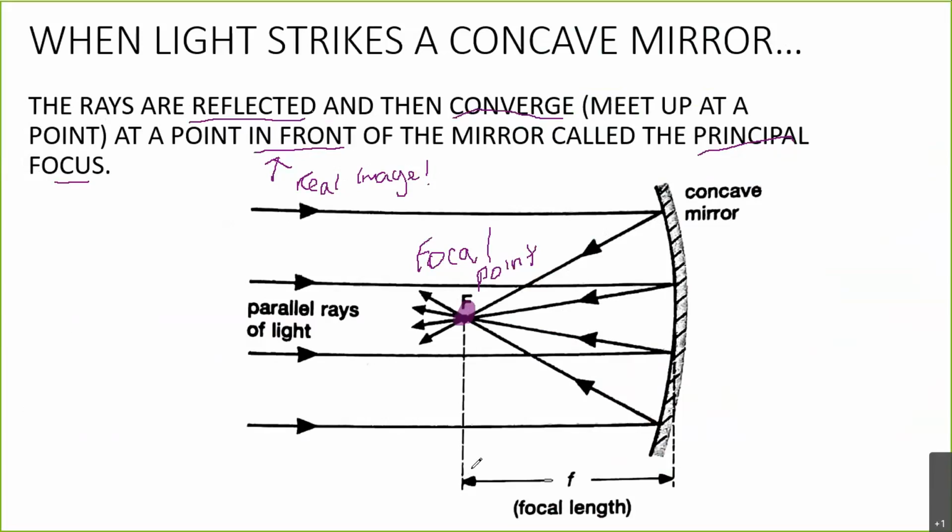And this distance right here from the mirror to the focal point is called the focal length. And that's a property that's unique for every mirror. So the focal point is where they all meet up, or where all the light rays intersect. And the focal length is the distance from the focal point to the center of the mirror.